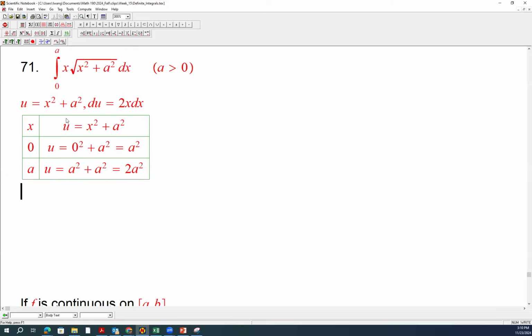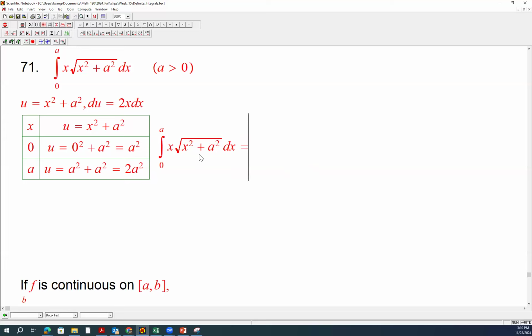So let's continue to do the substitution. Actually, we do it here. So the interval will change from 0 to a squared, and the upper limit is 2 times a squared. And inside, x times dx is half du. And the root part is the root of u, and this part is going to be substituted by du divided by 2. So you bring the 2 in, bring 1/2 outside, so you have a half right there.